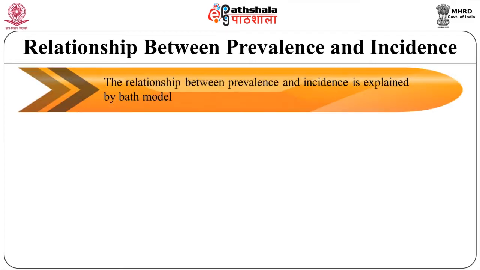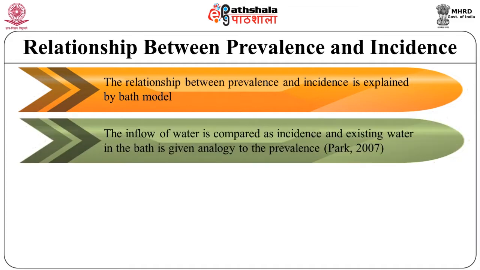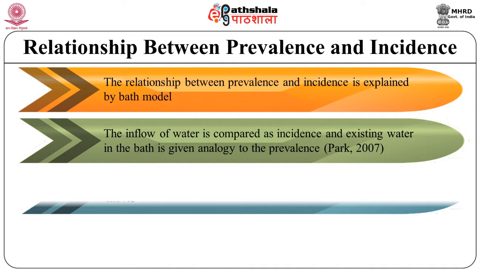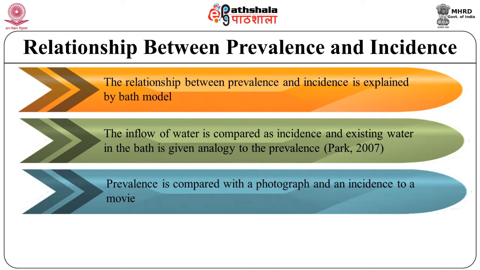Now let's see the relationship between prevalence and incidence. The relation between prevalence and incidence is explained by the bath model. The inflow of the water is compared to the incidence, and the existing water in the bath is given the analogy of prevalence, according to Park in 2007. Prevalence is compared with a photograph and incidence to a movie.